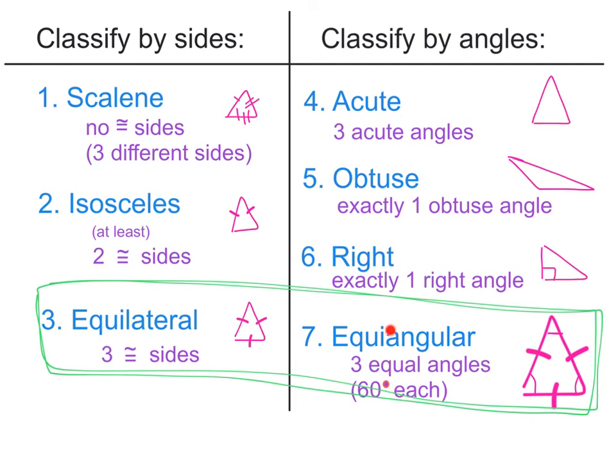So if we look at the angles side, for an acute triangle, it needs all three to be acute. For the equiangular, all three have to be equal. But for the obtuse and the right, they only need one angle to meet their qualification to be named obtuse or to be named right.